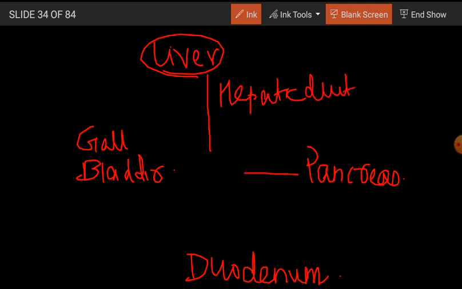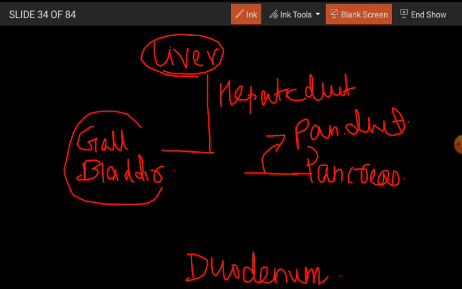There is also a road from the pancreas. A duct is released from the pancreas too, whose name is pancreatic duct. Now, this liver is going to release its secretion and it is going to be stored temporarily in the gallbladder. Now a duct is also released from the gallbladder. This duct of the gallbladder we will call the cystic duct.